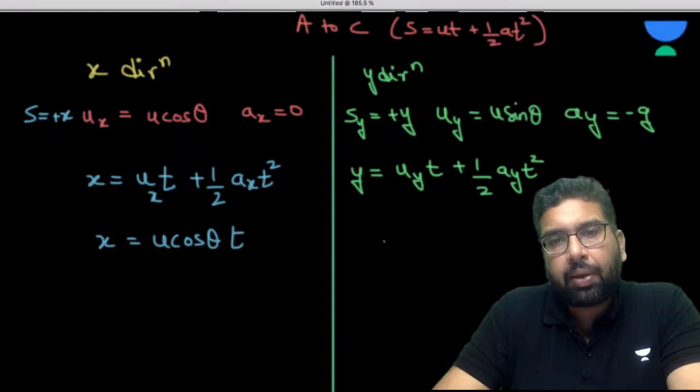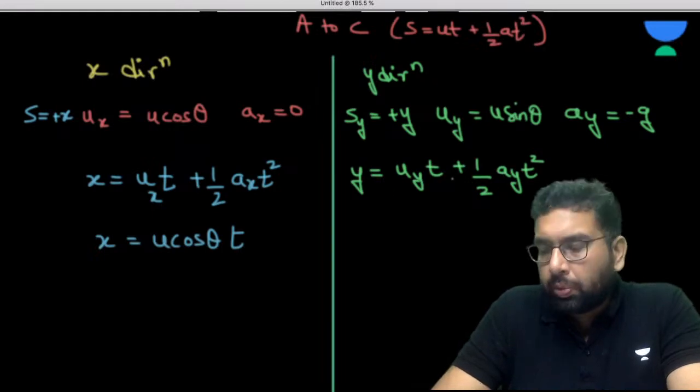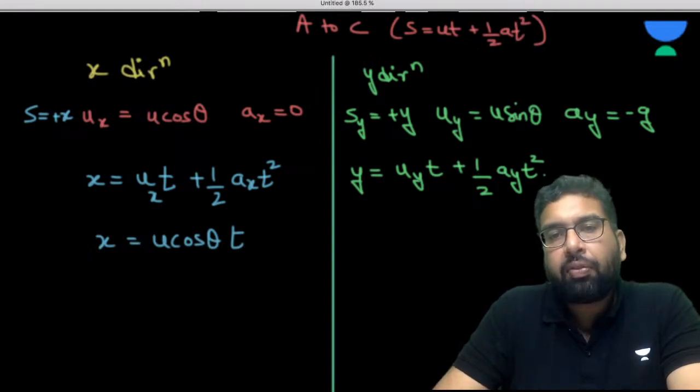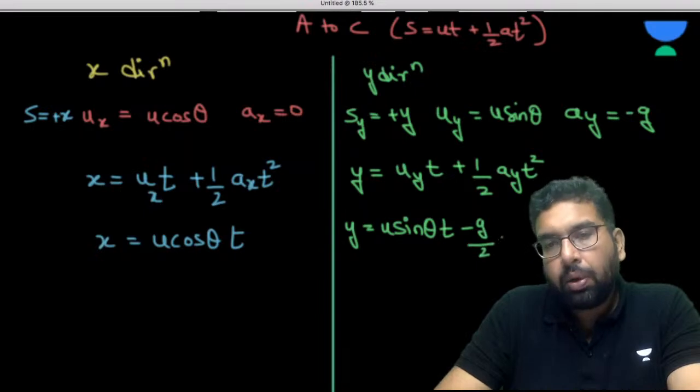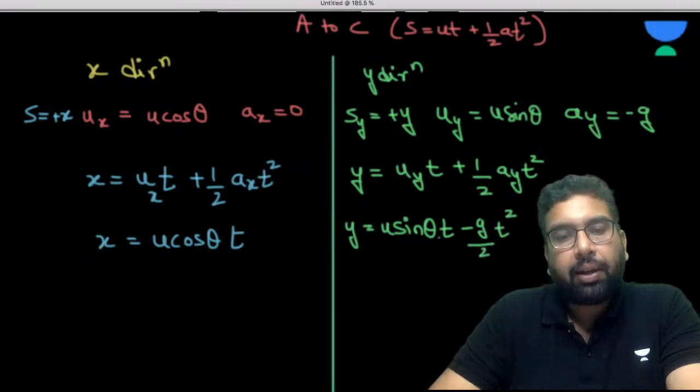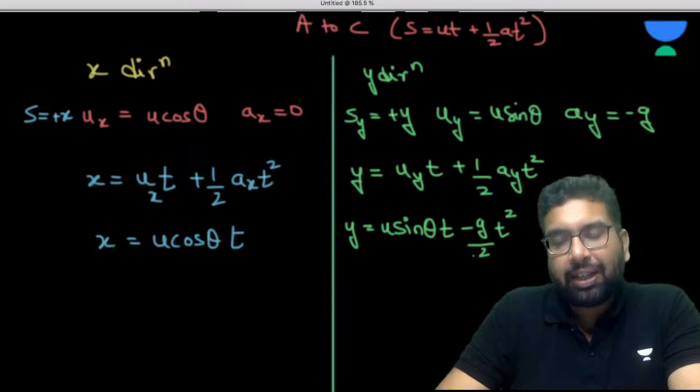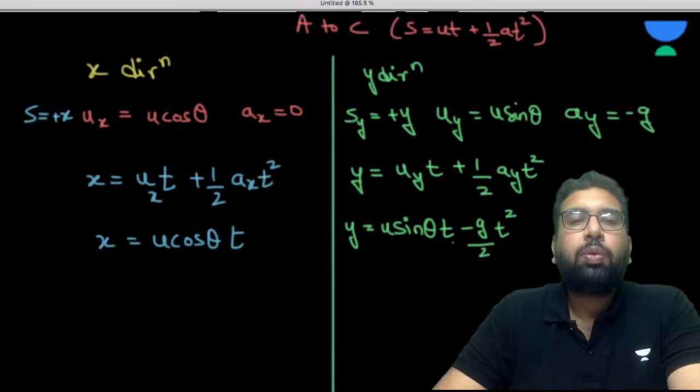So if you feel like that, please feel free to tell me. I'll improve. Okay. So y is equal to uy t plus half ay t square. So what is going to be the y? This is y, uy is u sine theta, t, and this is going to be minus g by 2 t square, right? Do you agree? No worries, sir. Okay. Now see, this is y equals u sine theta t minus g t square by 2. So what do we have to do, sir?